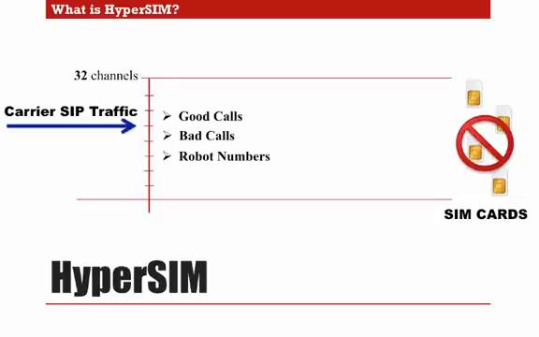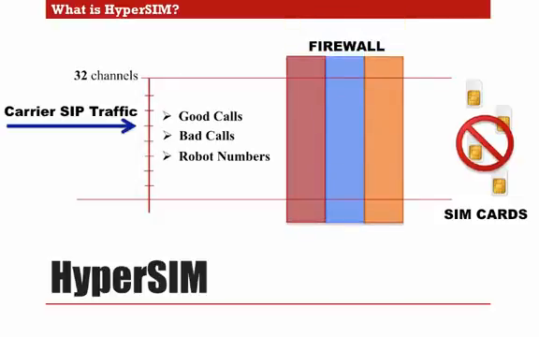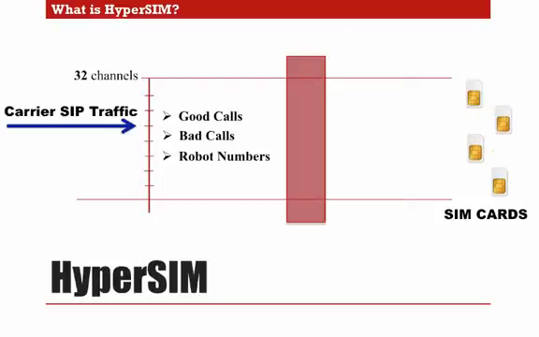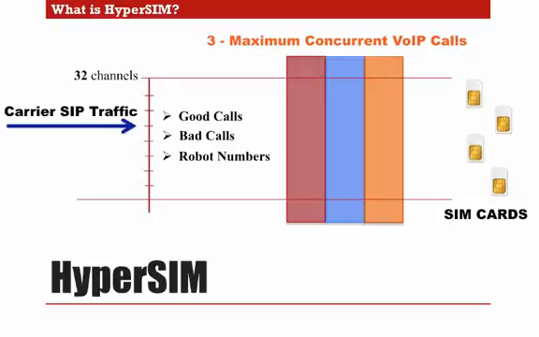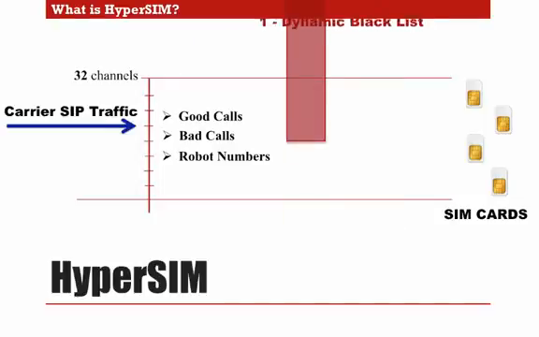from. So hypersim creates a strong layer of protection comprised of three elements to help the SIM cards to last longer. Those three elements are dynamic blacklist, channel binding, and maximum concurrent VoIP calls. So let's examine each of them.